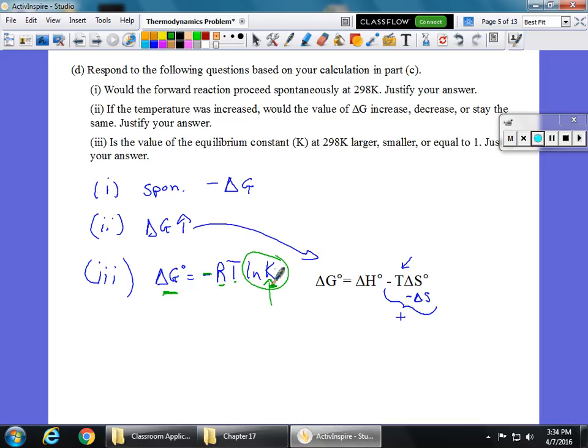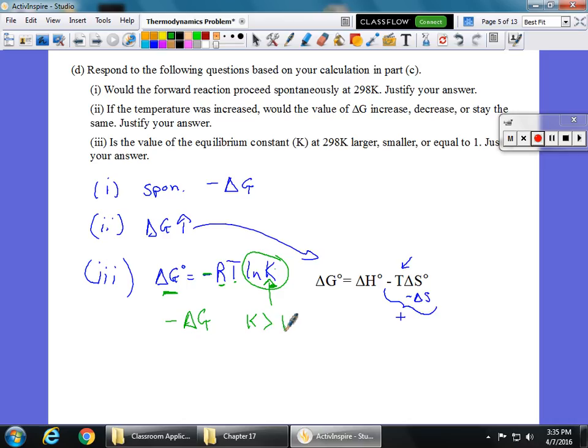If you have a K that is larger than 1, that's going to give you a positive number here, which is going to give you a negative delta G. If your K is 1, that's going to give you 0 here, which means you're going to be at equilibrium. Okay, so in this case, since we are spontaneous, negative delta G means that K is greater than 1.